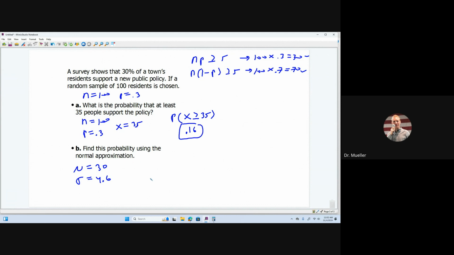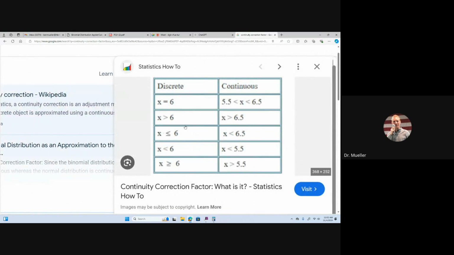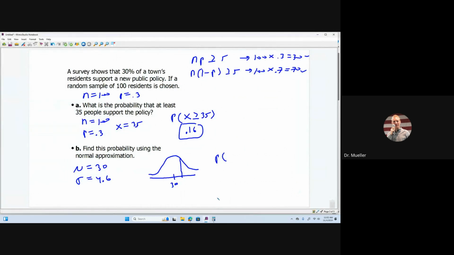Now using the normal approximation, at least 35, so that would be here. But we got to apply the continuity correction factor. So if it's greater than or equal to 35, what would that be with the continuity correction factor? That would be this one. You have to subtract 0.5 from it. So we would have to do 34.5. So probability that x is greater than or equal to 34.5.